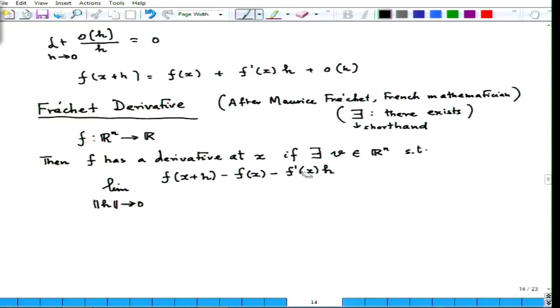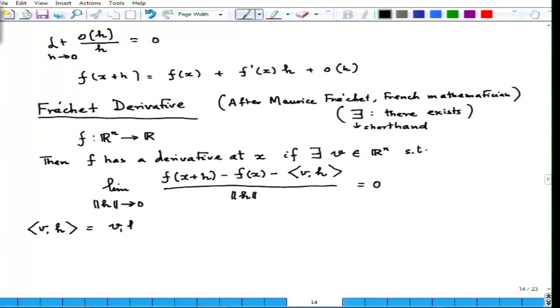Sorry, here I cannot write the same thing because now the multiplication is changed into inner product, divided by the norm of h, that should be equal to 0. In fact, for those who are uncomfortable with the idea of inner product, just to recall, because this is a slightly advanced level course, inner product of two vectors in Rn, so they will have n components, is nothing but this one.